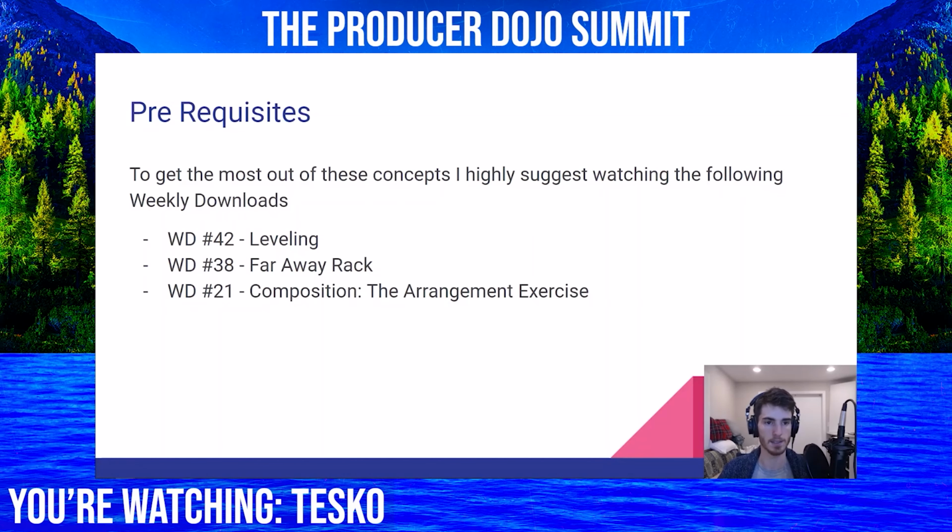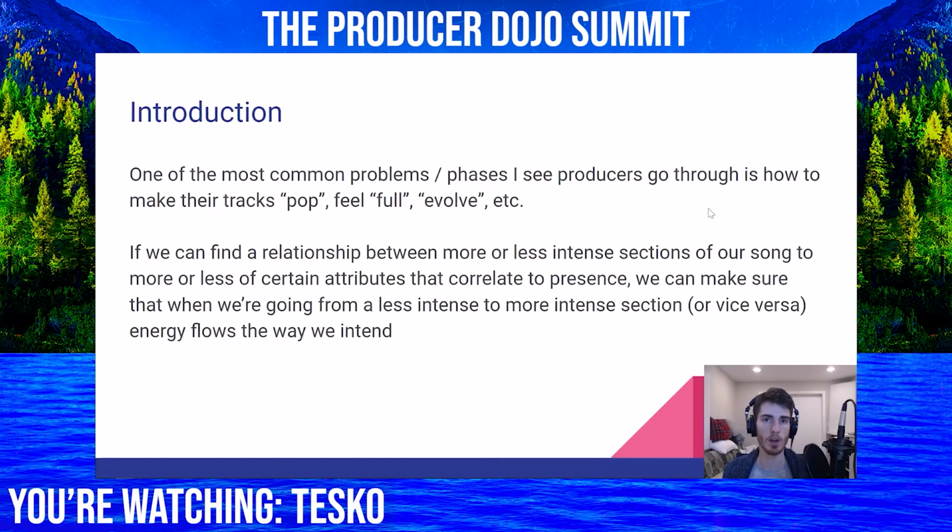applying these ideas. So, one of the most common problems I'm seeing producers falling into is not being able to articulate their tracks throughout their arrangement how they want to. So sections that are supposed to pop won't, and vice versa. So if we can find out what characteristics the more intense sections have that the less intense sections don't, then we're on the right track to being able to diagnose these problems and fix them.